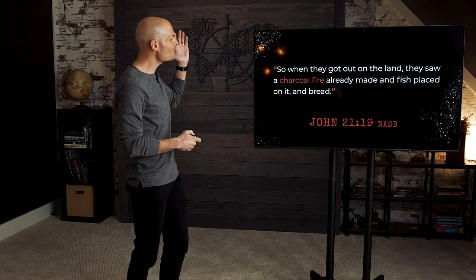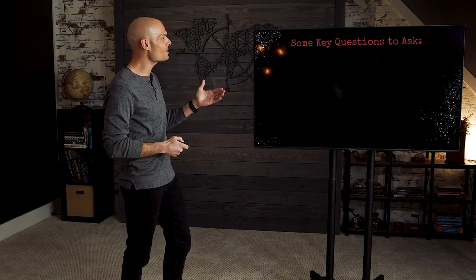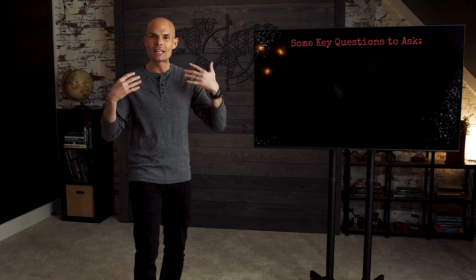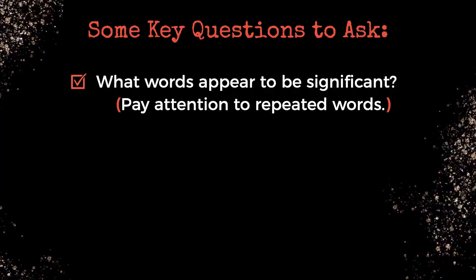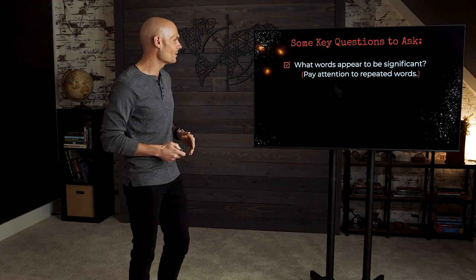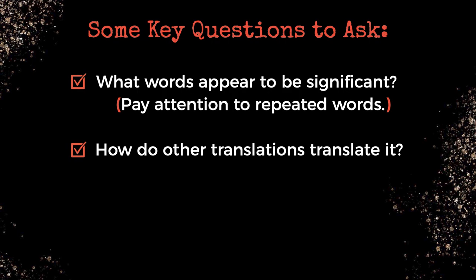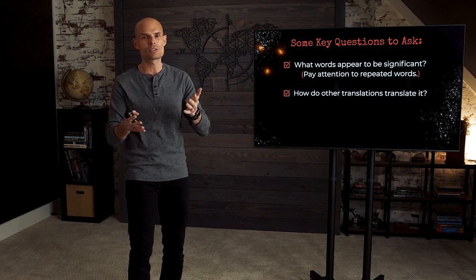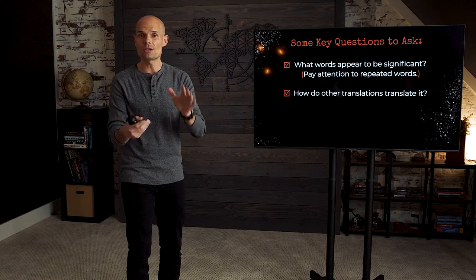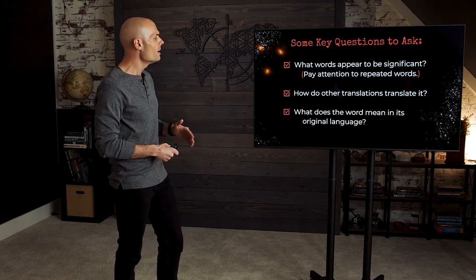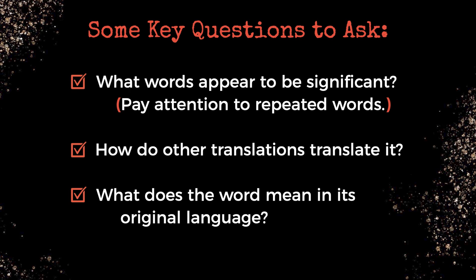So in addition just to the questions that we've been asking, some key questions to ask of the text from a linguistic perspective. What words appear to be significant? Pay attention to those repeated words, because if something is repeated, take notice. How do other translations translate it? So if you're holding up multiple translations, or if you have the capacity, and we offer several resources in the ebook that you can consult that will help you to figure out what the word means in its original language.